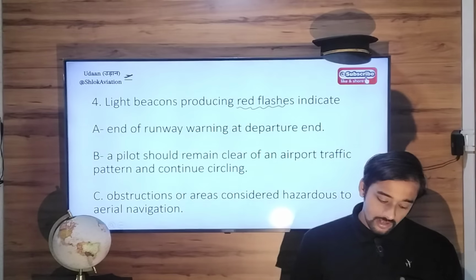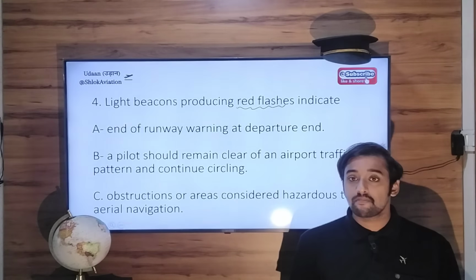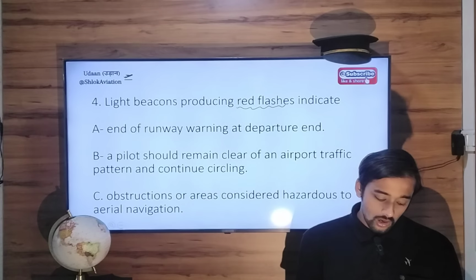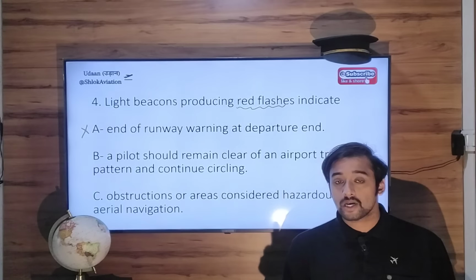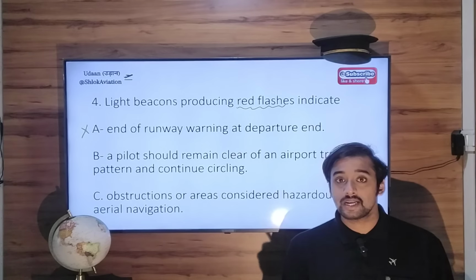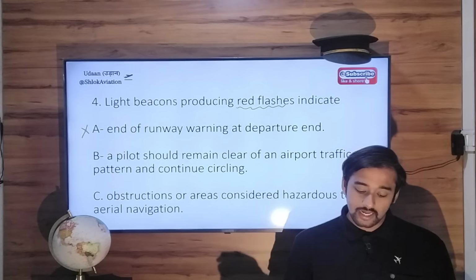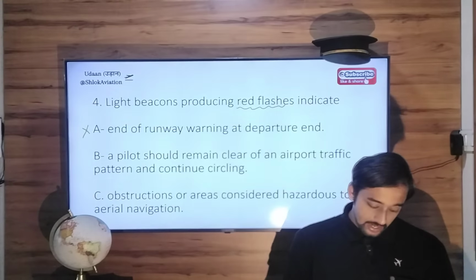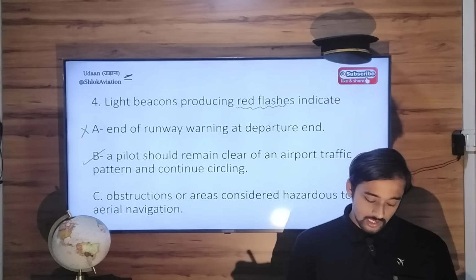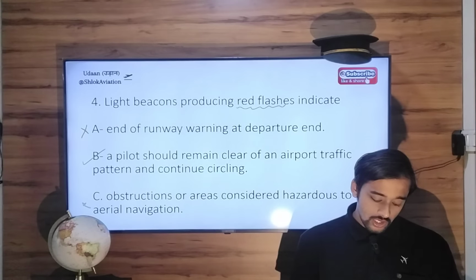So the correct option will be... option A says end of runway warning at departure end. That is wrong. End of runway is marked by red light, that is true, but by steady red lights, not red flashing lights. B is a pilot should remain clear of airport traffic and continue circling. That is correct, so option B is the correct option. C is obstructions or areas considered hazardous. That is also wrong.